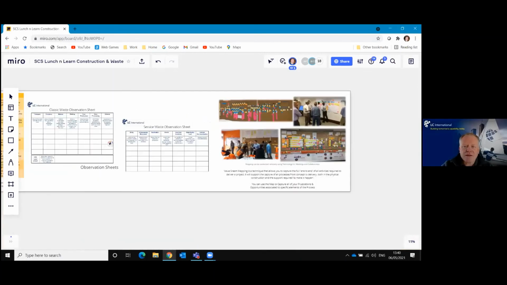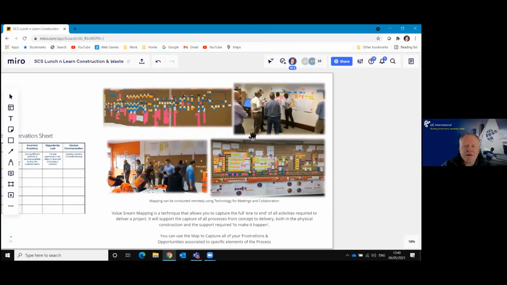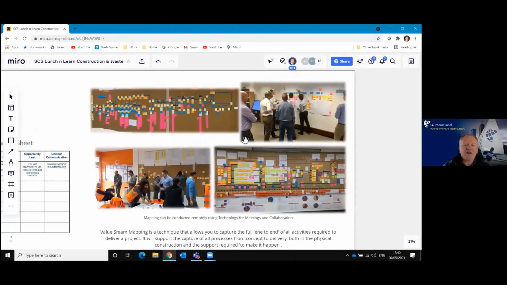But don't forget, bring that team together and think about how do we capture those wastes across the end-to-end process, because I wouldn't want you to fall into the trap of improving one area that then has a negative effect, the waste being passed on to another area.